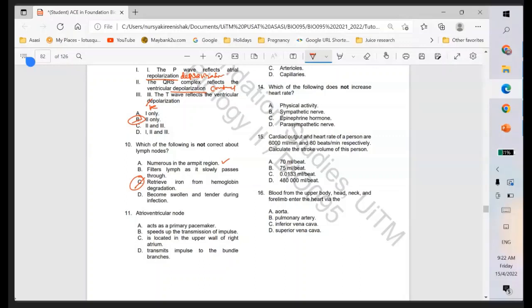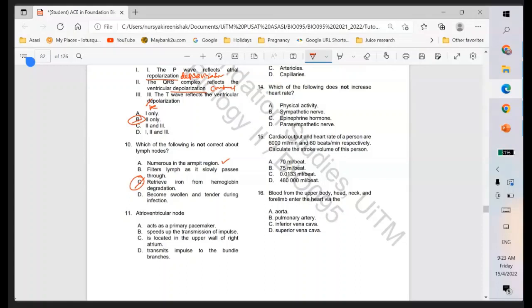So that is not the function of the lymph nodes. Function of lymph nodes yang tadi lah, numerous in armpit region. One of the functions of the lymph node is that it is the place where white blood cells will reside. Disimpan dekat situ. So that's why when you are feeling sick, the white blood cells will multiply and cause that area to be swollen. Okay, the nodes to be swollen.